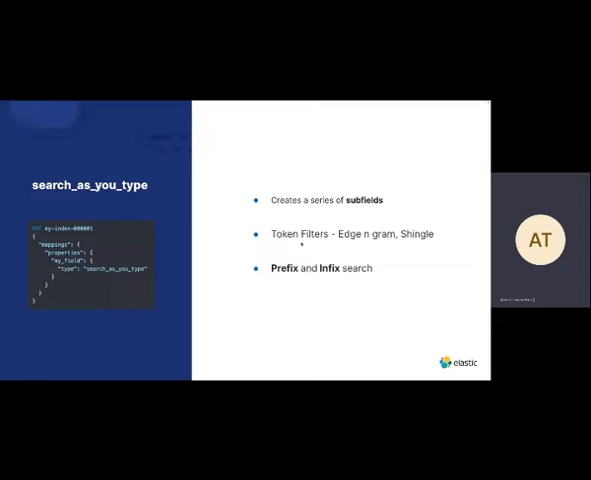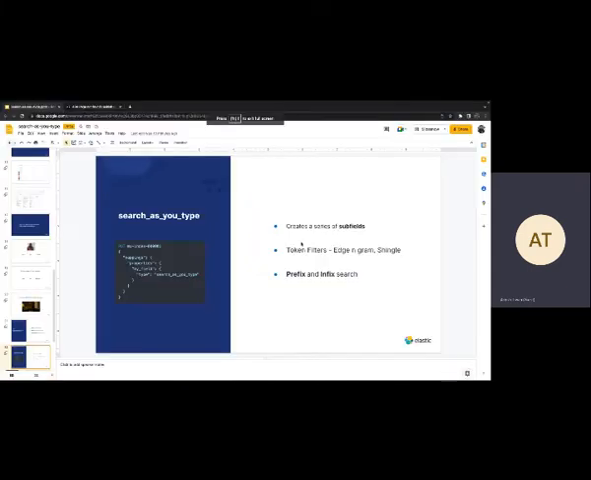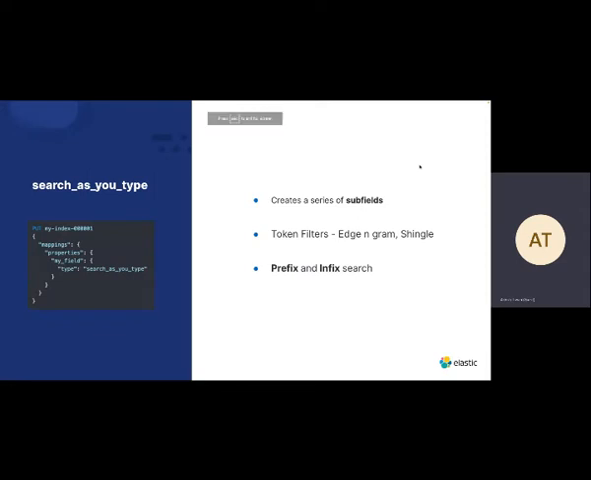Prefix search is like Google: when you start typing, it gives prefix search. With infix search, you can search anywhere within the content. Let's say you want to find a keyword in a whole block; yes, you can use this kind of search as you type. Let's go to a quick demo. I have written a blog you can refer to, and we also have very good documentation on this.